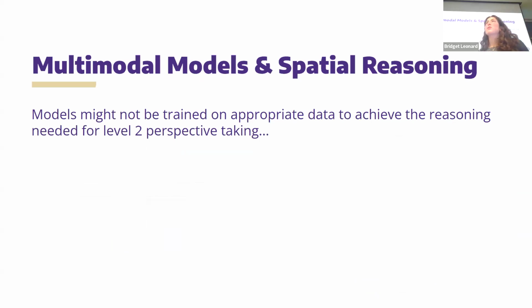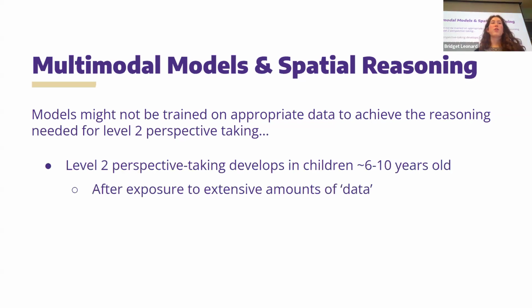A lot of people's response when seeing these results is saying that the models probably aren't trained on the proper data needed to do spatial reasoning. And while that might be true, when we go back to the developmental timeline of humans and perspective taking, we know that it doesn't develop until about 6 to 10 years of age, which is really late in human development. And that's after humans have been exposed to lots of our own data. They've had plenty of interaction with the world at that point. So it's surprising this doesn't come online until that age.